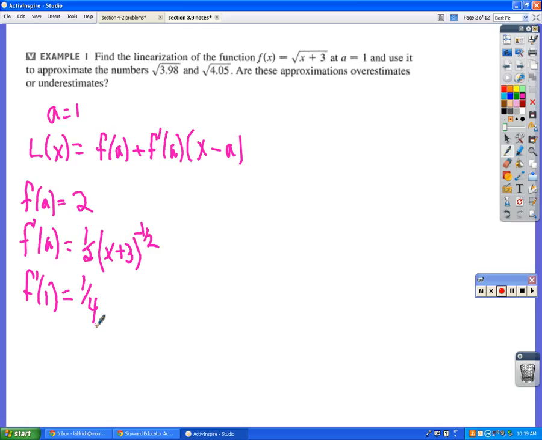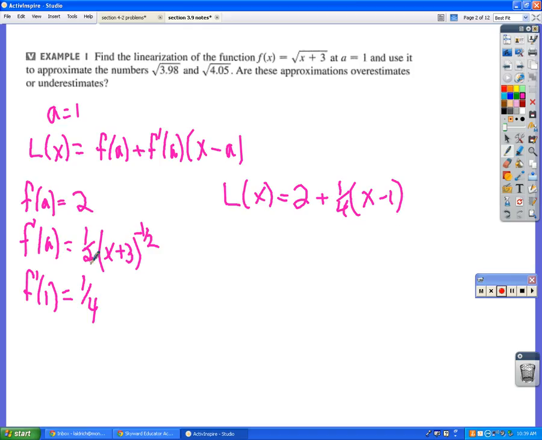All right, so our linearization formula for this is f of a, which was 2, plus 1/4 times x minus 1. Wait, I thought we said it was 1 over 2. Oh, but then we have to multiply that by 1/2.